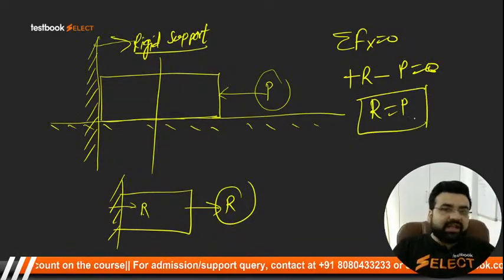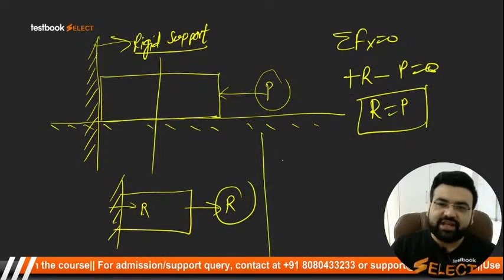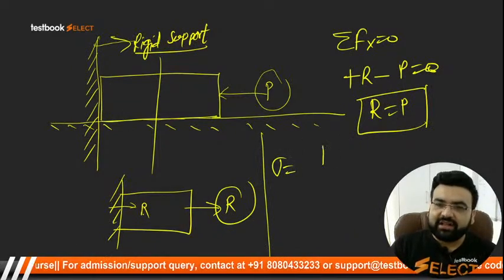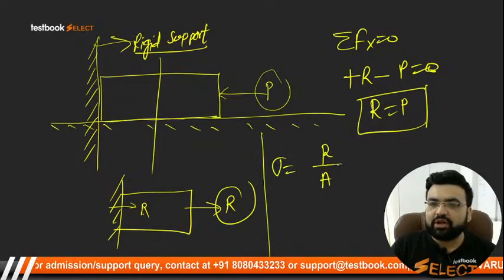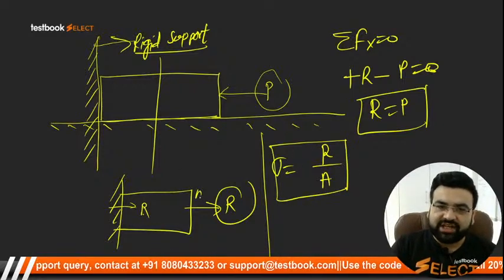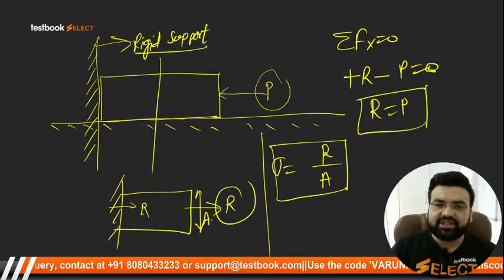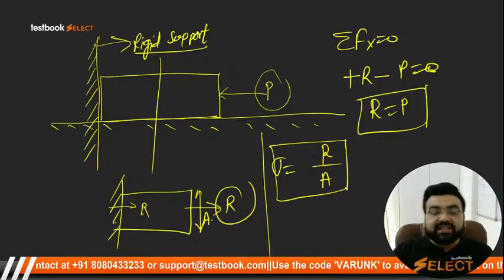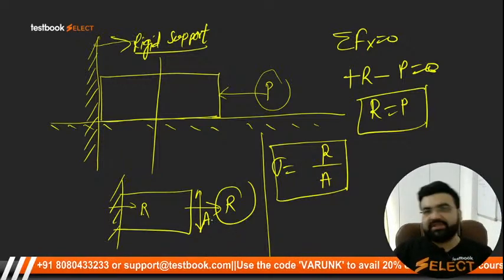Clear? Now what is the definition of stress? Stress is defined as the resisting force per unit cross sectional area. This is what stress is. What is the cross section area? This area is the cross section area. So this is the basic definition of stress.